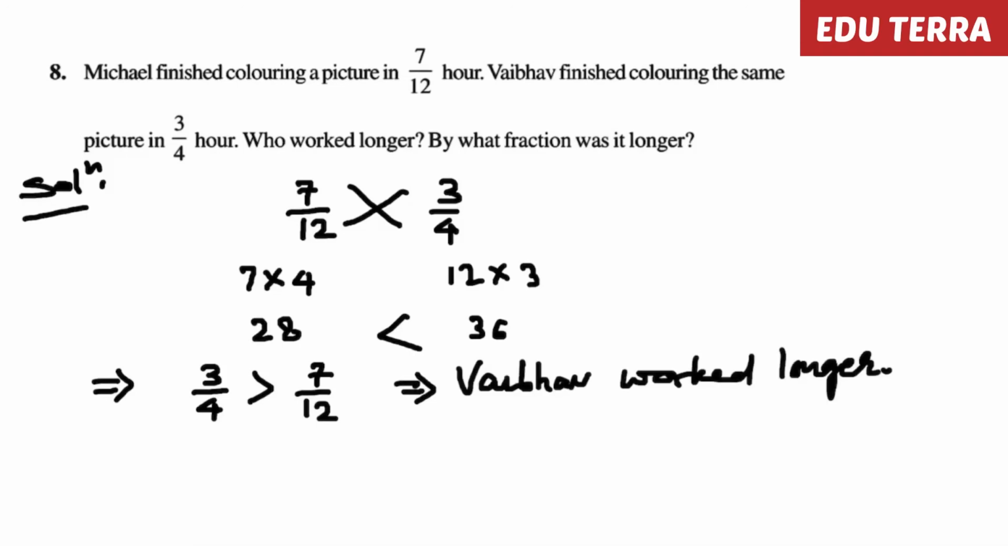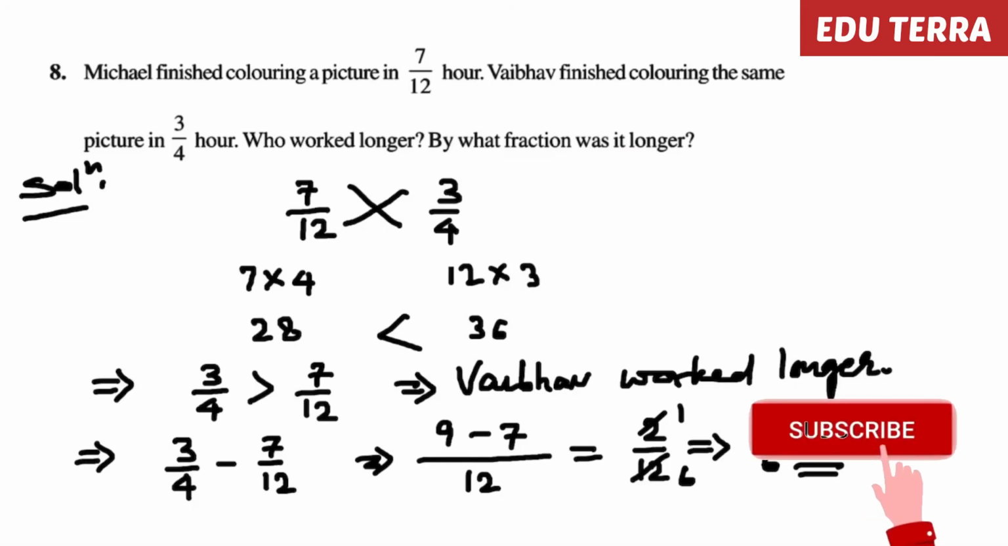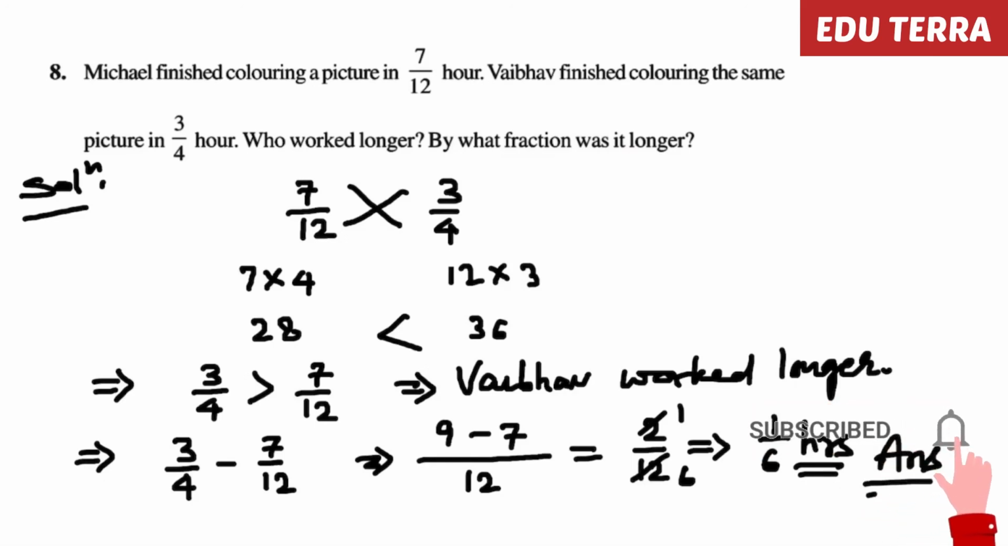By what fraction? So 3 by 4 minus 7 by 12. Then you will get the additional time. You can make the denominators equal by multiplying 3 in numerator and denominator. Otherwise, by taking LCM you can solve. It will be 9 minus 7 upon 12. It is equal to 2 by 12. 2 ones are 2 and 2 6s are 12. So here you are getting your answer, 1 by 6 hour additional.